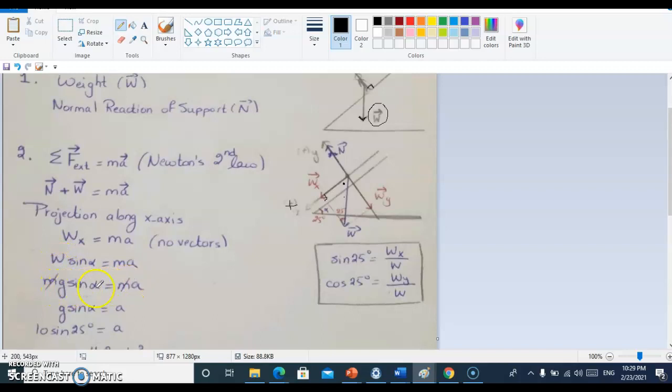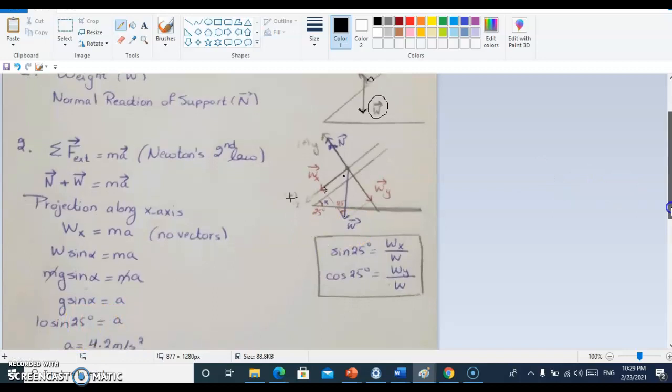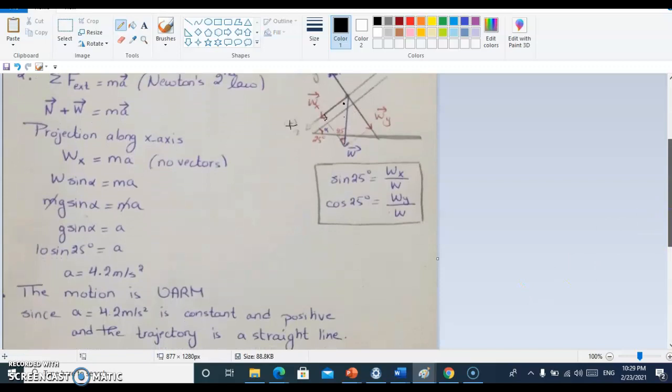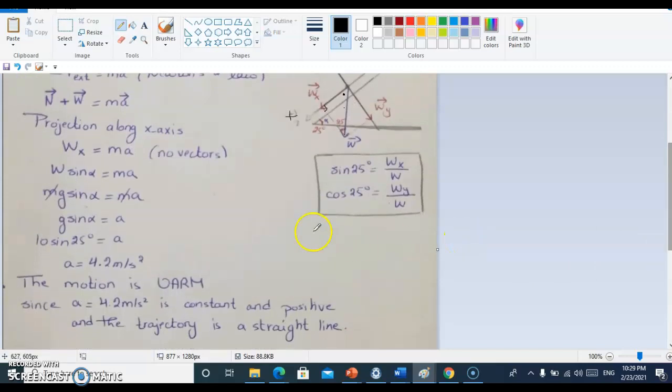Here it happens that you have only one product on one side and one product on the other side. So you can simplify for m, divide by m both sides. So you are left with g sine alpha equal a. The acceleration is 10 sine 25, and a will be equal to 4.2 meters per second squared. If you don't write the unit, you will lose grades. If you write meter per second, you lose grades because meter per second is the unit of speed, not acceleration.